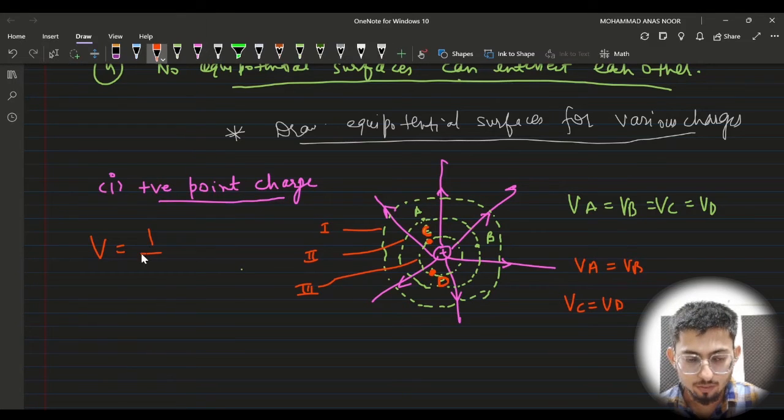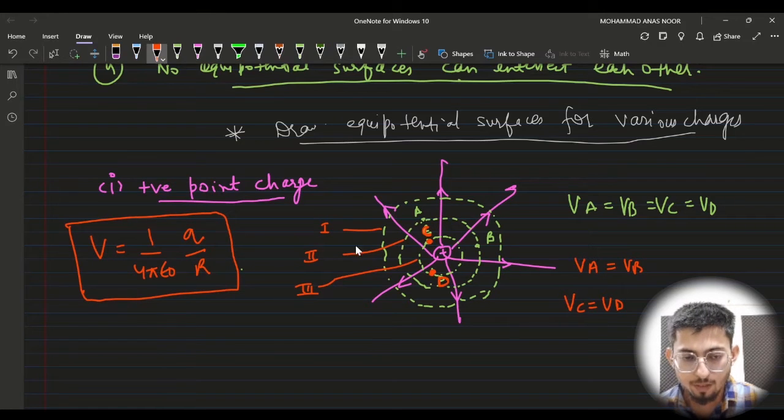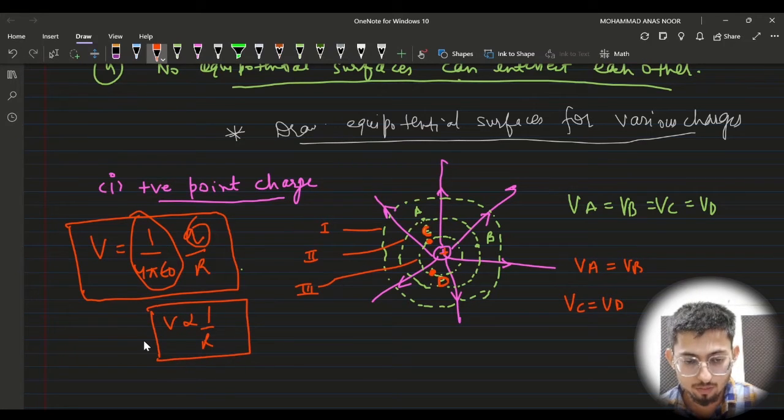I don't know, maybe because it's 1 by 4 pi epsilon naught q by r. This is the formula for potential due to a point charge. Do you remember? Now, q is this charge, which is a fixed constant value, and this is also constant. So V is inversely proportional to r, right? That means if we fix the distance, there will be the same potential, isn't it?